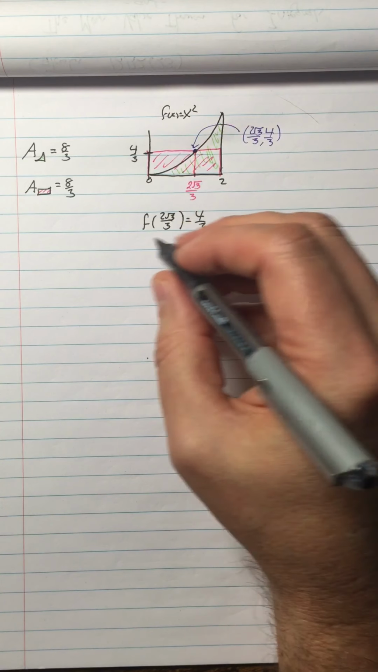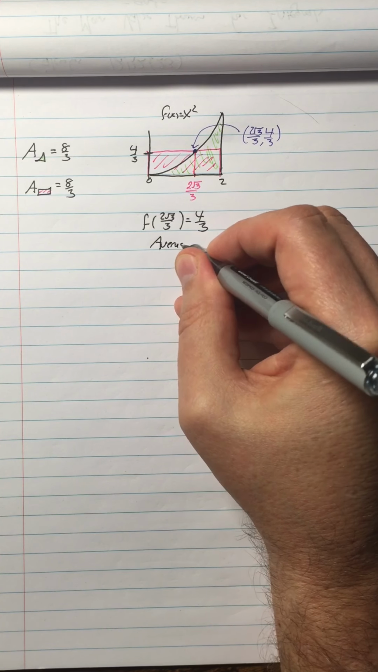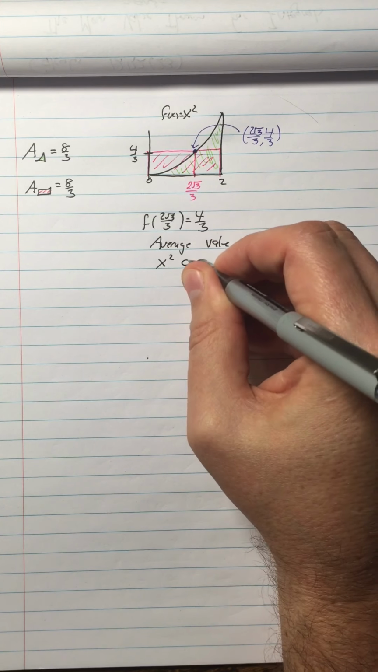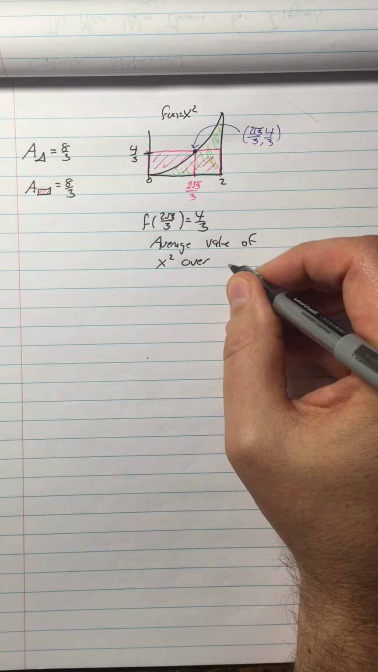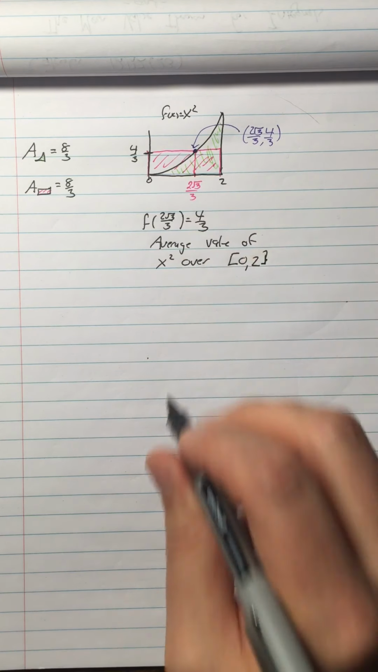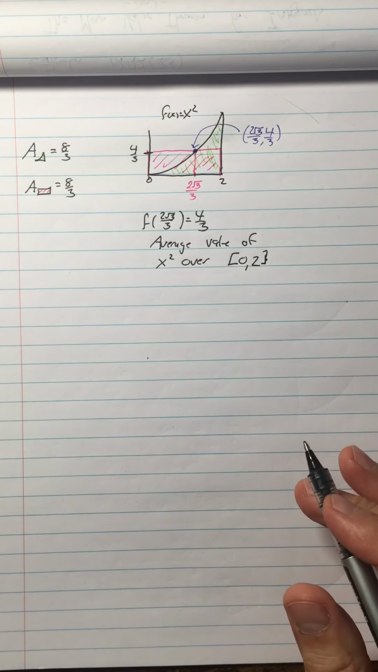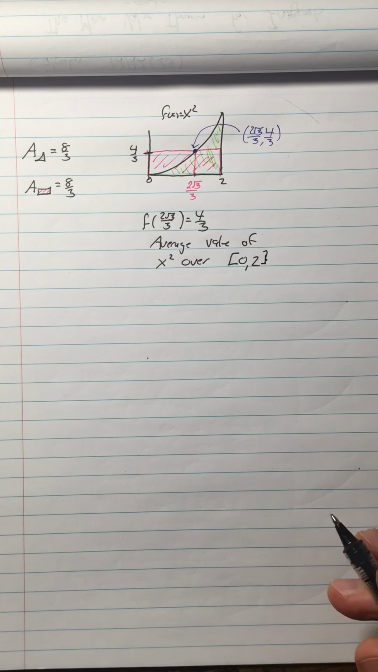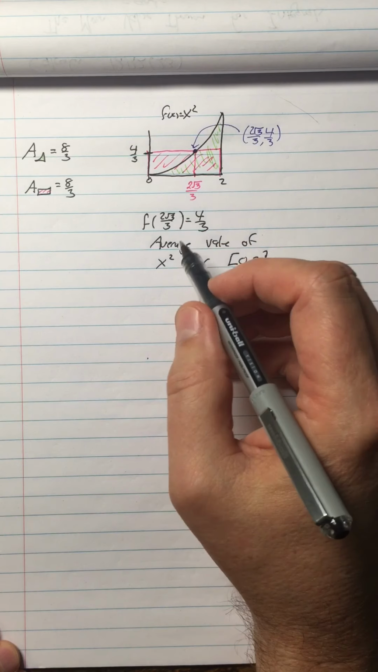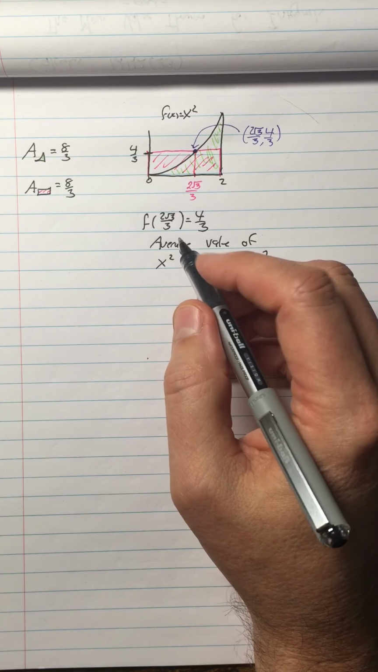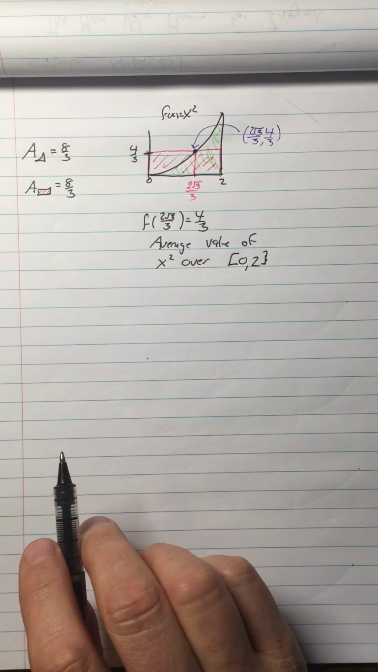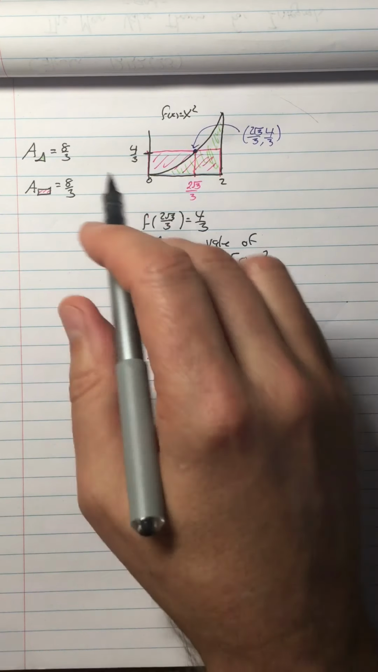It's that 4/3 is called the average value. The average value of x squared over the interval 0, 2. So I want to talk a little bit about the meaning of the average value. Average value in and of itself is important and significant. What it really comes down to is that 8/3 is our integral of the area.